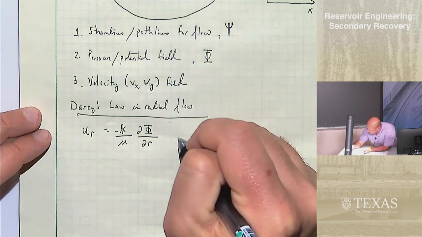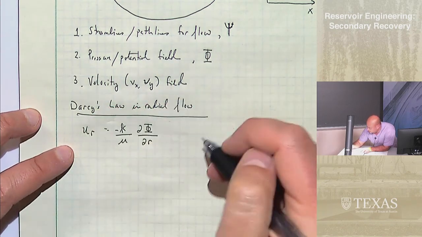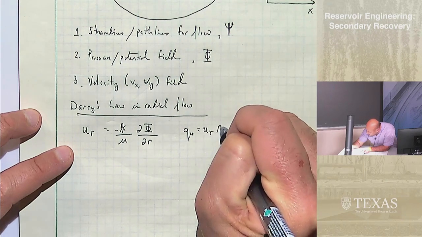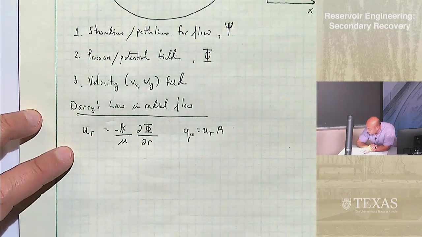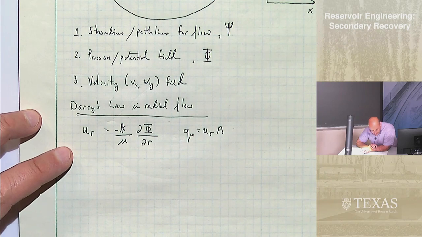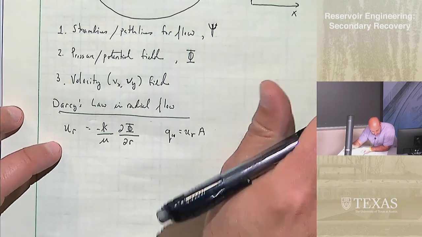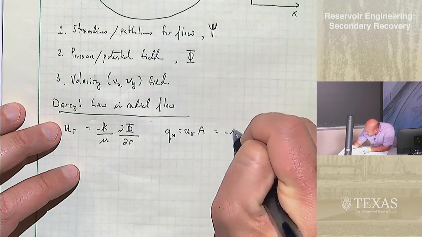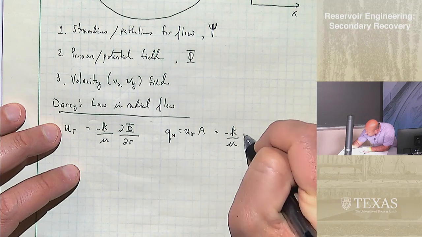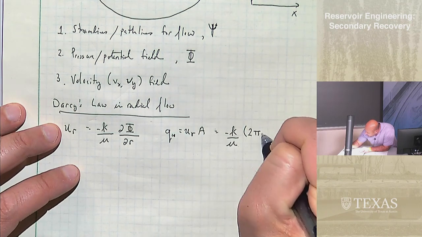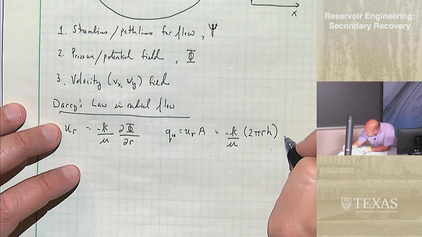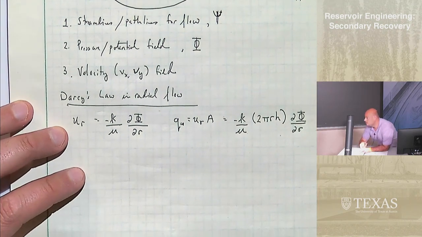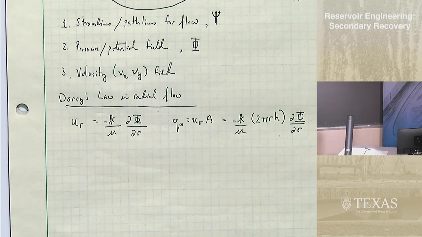And also, this is the velocity, right, like feet per day, but if I want to know the flow rate around the well, Qw, it's the velocity times the cross-sectional area, or the area of flow. And the area is going to be 2 pi r h. So what I get is minus k over mu times the area, which is 2 pi r h, times d phi dr, right? So 2 pi r h.